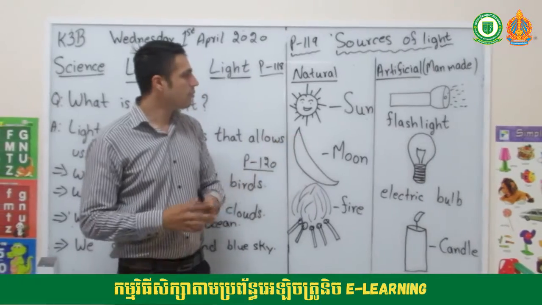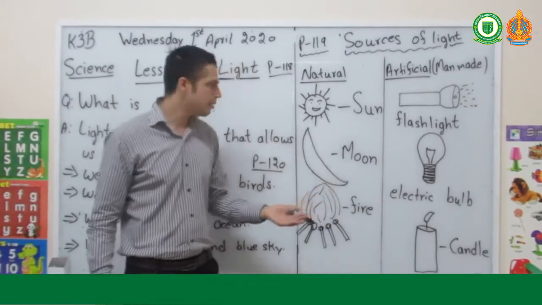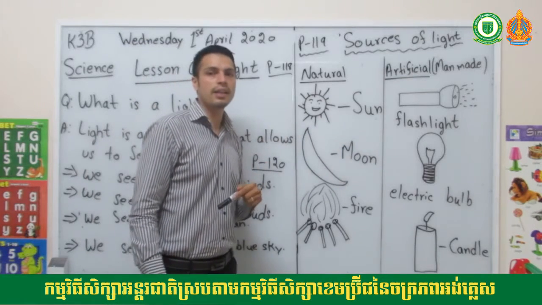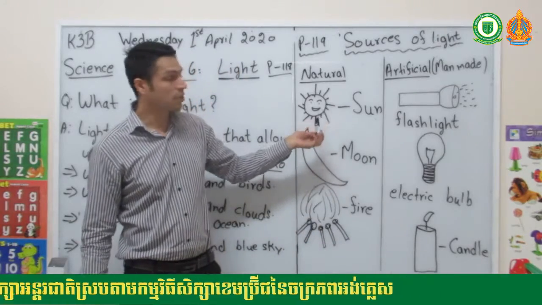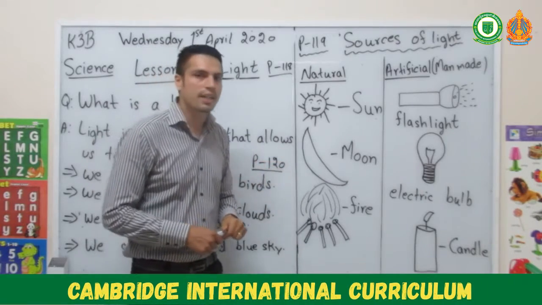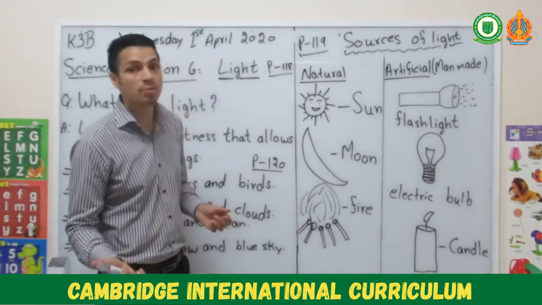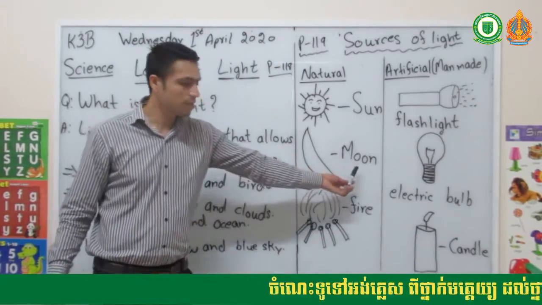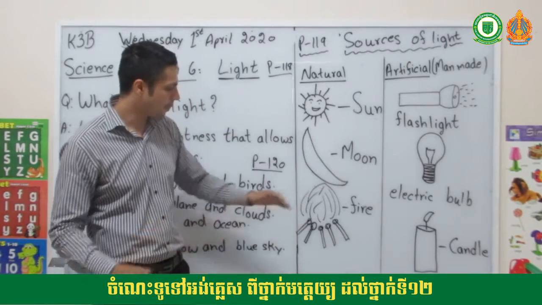In the daytime, how can we see things? Because we get the light from the sun. The sun gives us the light in the daytime. We see things in the daytime because of the light from the sun. What about the night time? At night time we don't see the sun. So how do we see things in the night time? We get the light from the moon. The moon helps us to see things in the night time.